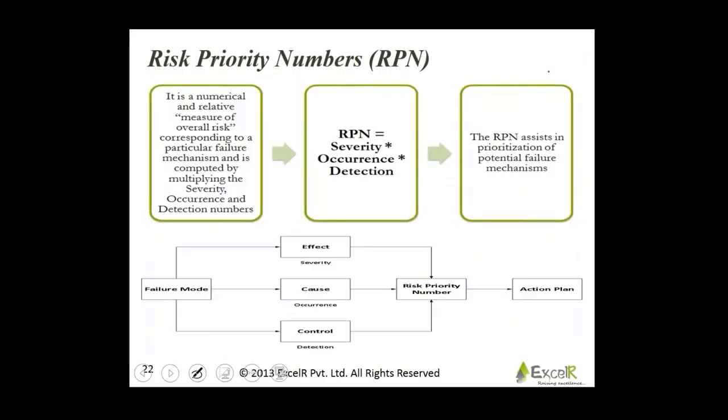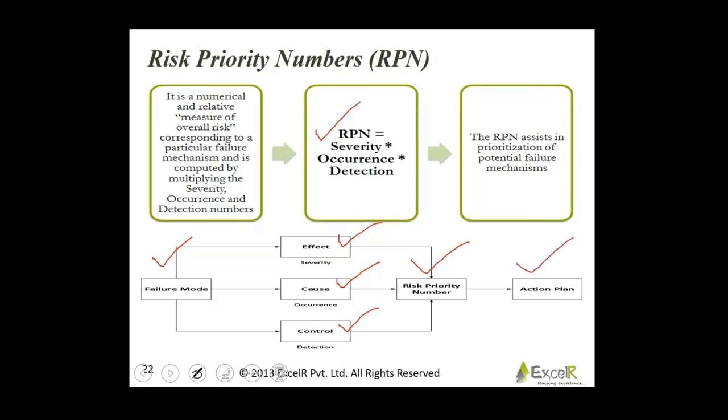And this is how we are going to calculate the risk priority number to prioritize my risks, right? Severity multiplied by occurrence multiplied by detection. If I have a failure mode, I need to know what is the effect it's going to have, what is causing it, and whether I have any controls in place. I multiply all these three to get my risk priority number, based on which I'm going to prioritize my events and then come up with an action plan. This is what I do.